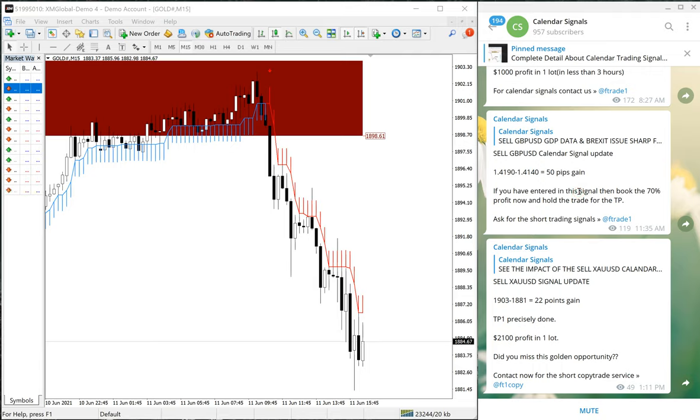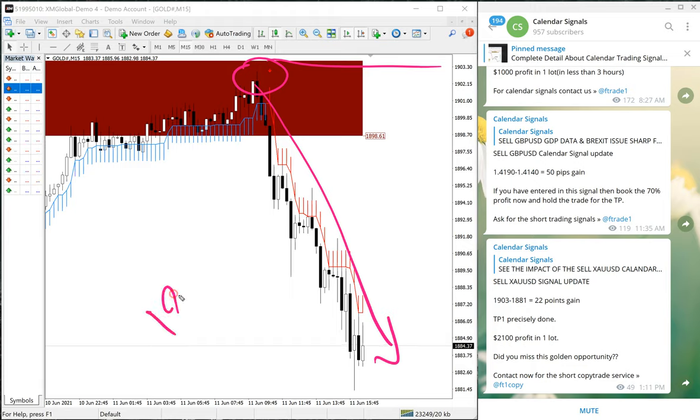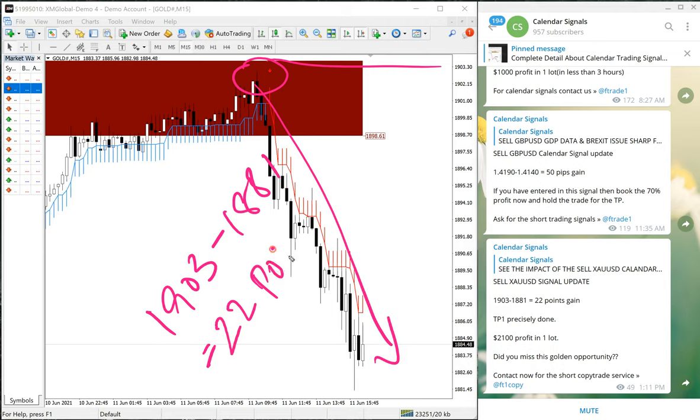For gold, entry at 1903, which you can see here clearly, all the way continuously in downtrend. And so far from 1903 till 1881, which is 22 points gain so far. 22 points gain on gold gives a very good return, and if it is one lot traded, the profit would be $2,100. And so the given target is achieved.